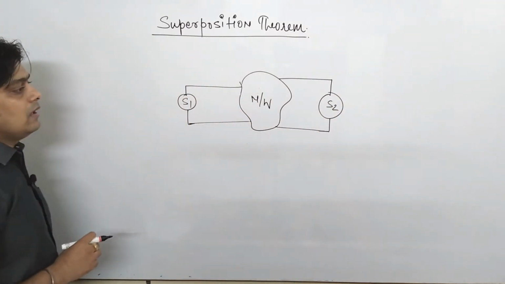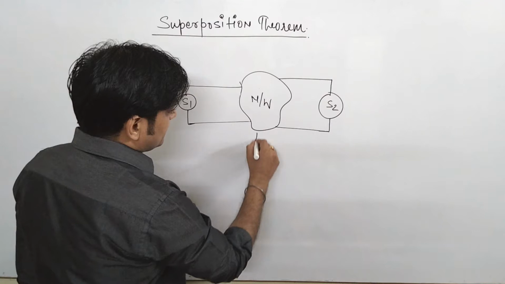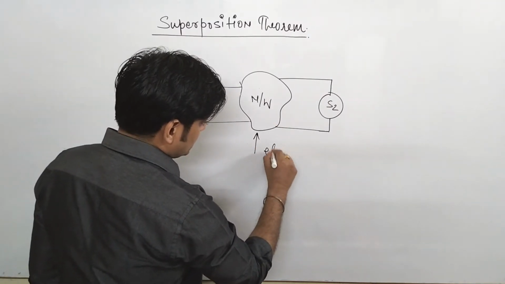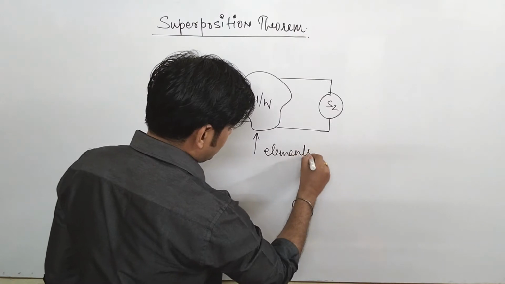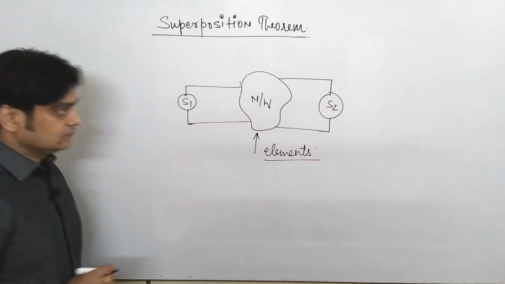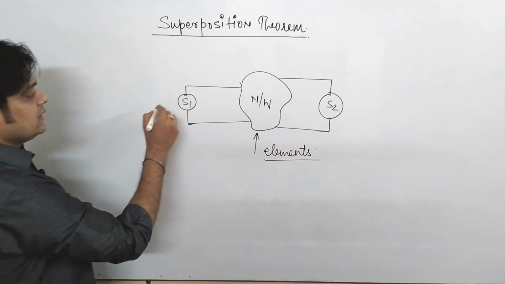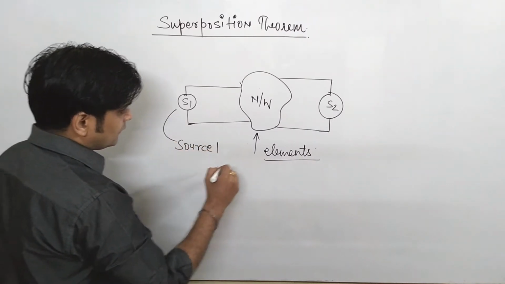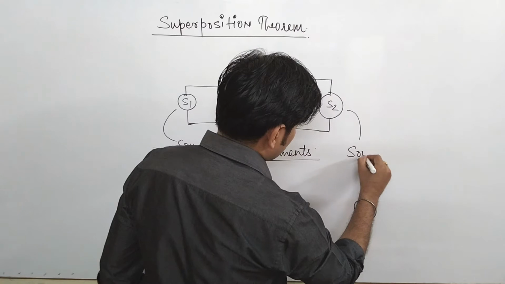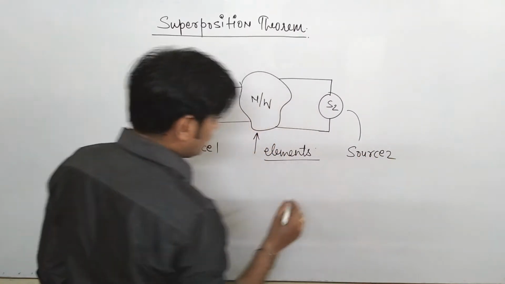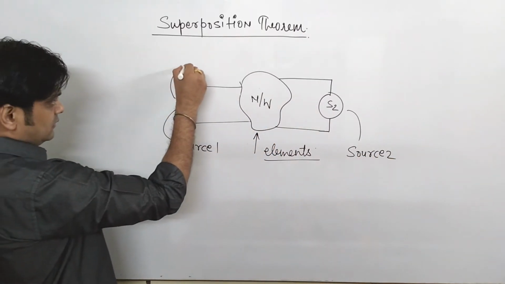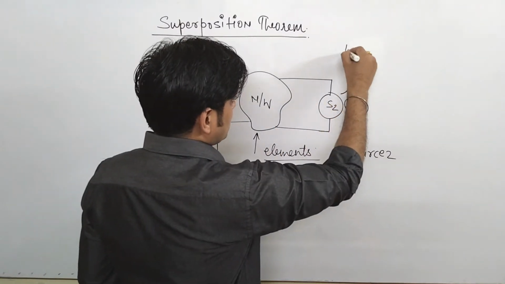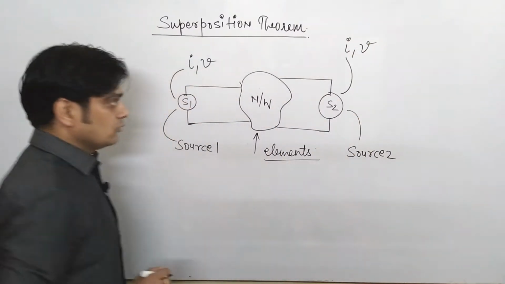In this network there may be some elements. So this S1 is known as source 1 and this S2 is known as source 2. Now this source 1 and source 2 may be a current source also, it may be a voltage source also.